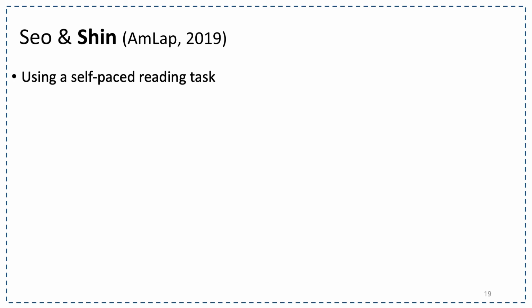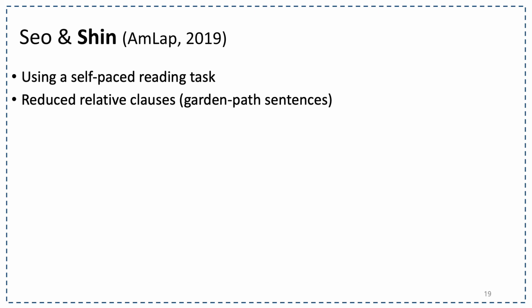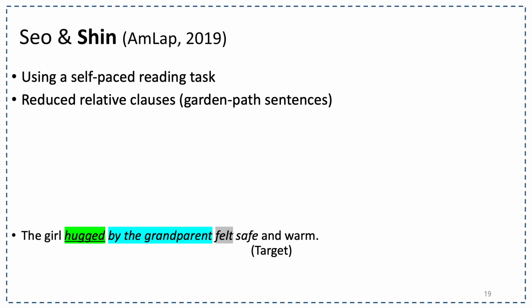Using a self-paced reading task, Shin 2019 examined structure priming in L2 comprehension using reduced relative clauses, also called garden path sentences, which are temporarily ambiguous in the middle of a sentence. Let's take a look at this sentence. The girl hugged by the grandparent felt safe and warm. When you read the word felt, you might reanalyze the sentence. Oh, this is the main verb, not hugged, right? Yes, it might lead to longer reading times when you read the word felt.